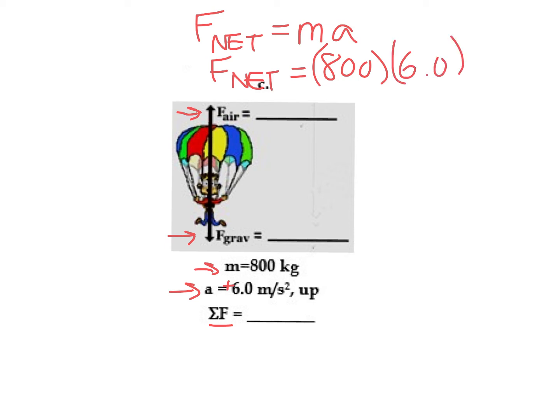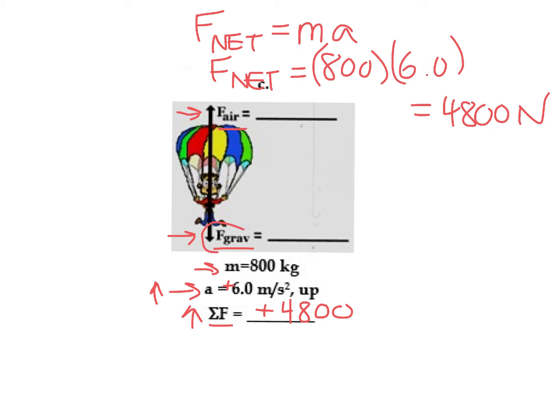When I do 800 times a positive 6, I end up getting about 4,800 newtons. So that means I'm going to put a plus sign here just to remind myself that this is in the positive direction. So I'm going to be 4,800 newtons. Once again, take note that acceleration is up and so is net force. Acceleration and net force are always in the same direction. That's Newton's second law. And now that we have all this information, can we finally figure out force of gravity and force of air resistance? And the answer is yes, we can.